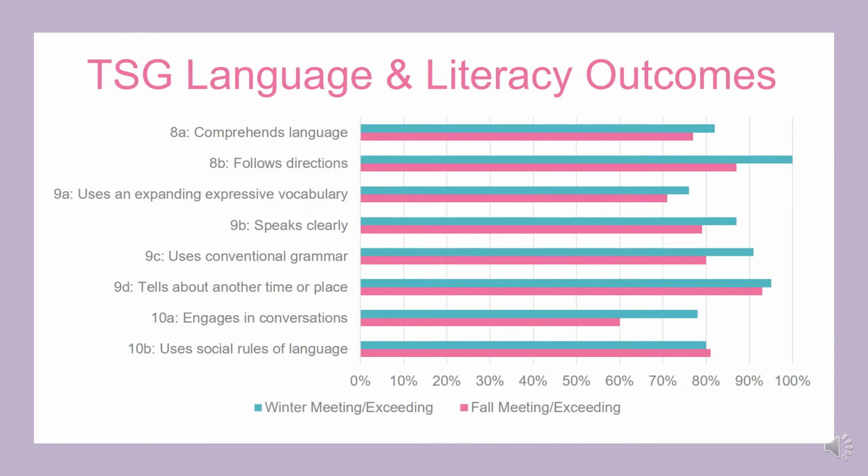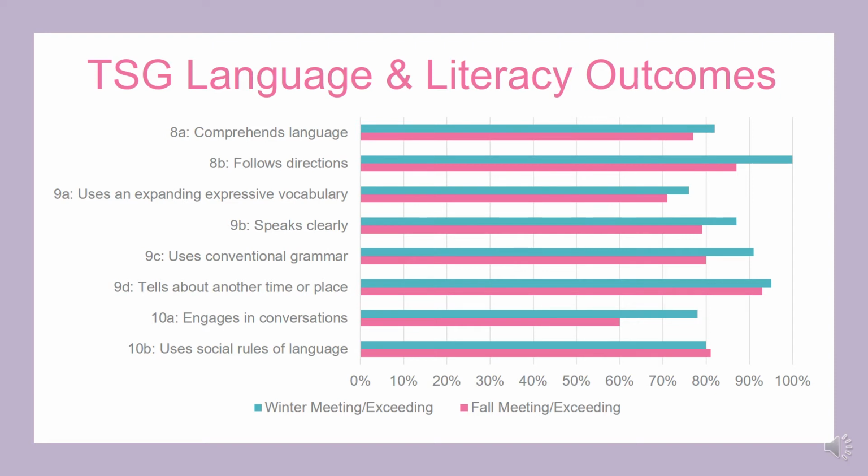So now that we've looked at an overview of all of our domains, let's take a deep dive into language and literacy. On this page, you'll see the language outcomes from TSG. So again, this represents our infant, toddler, and preschool classrooms. Again, just like the last slide, you'll see fall represented in this bright pink bar, and then you'll see winter represented in the teal bar.